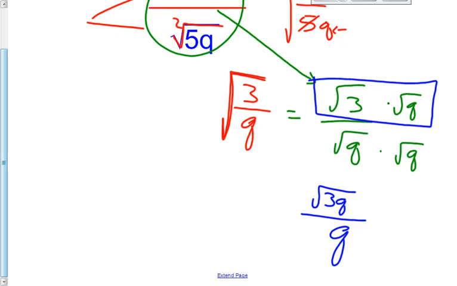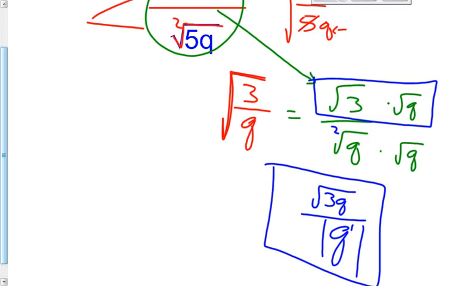I want to remind you, what we have here is an even index that resulted in an odd exponent. So what do we need to put down when we have an odd exponent with an even index? We need to put down the absolute value signs. So your answer for this one is the square root of 3q divided by the absolute value of q. But class, I tell you what, I'm going to assume that you know this rule now with the absolute value. So for the rest of the notes, I'm not going to write it down anymore.